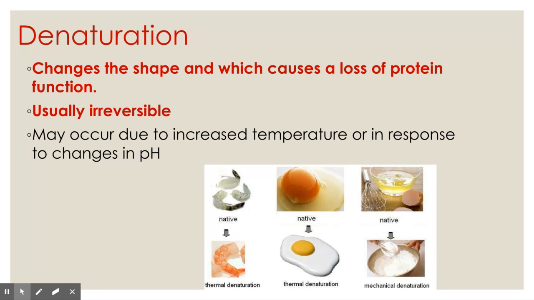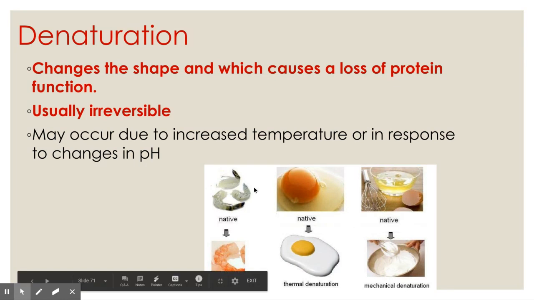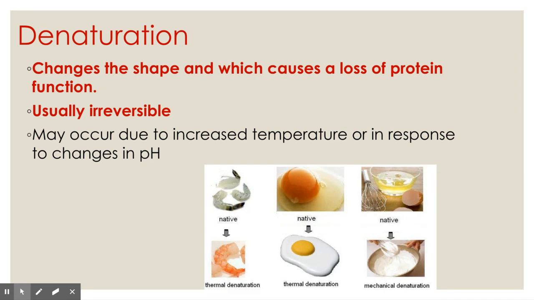And like we said, it's usually irreversible, and it can occur because of temperature change, pH change, or mechanically breaking it apart. So this picture here just shows you shrimp. If you go catch them in the ocean and they're fresh, they're usually this whitish color. But then when you cook them, heat them up, you break apart some proteins, denature them, and then they turn pink.